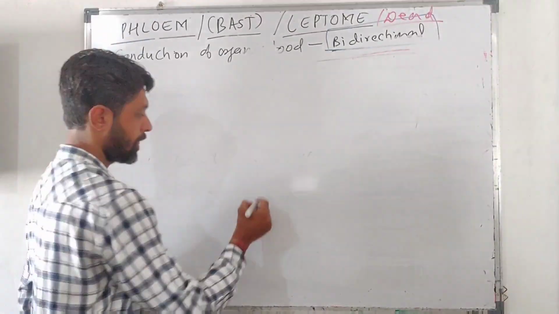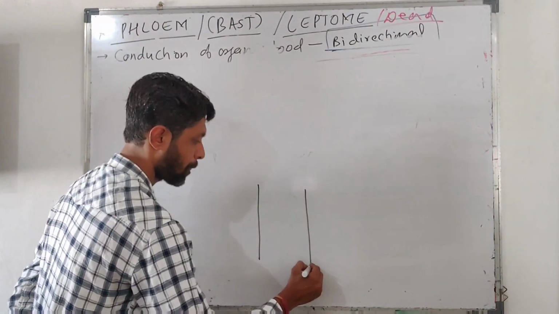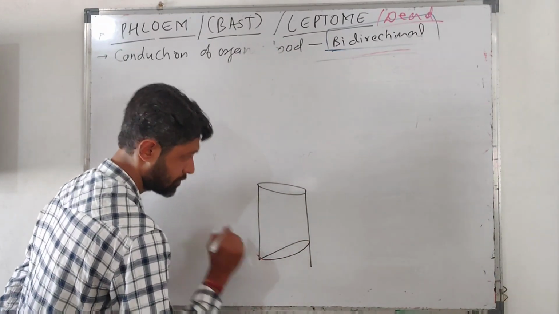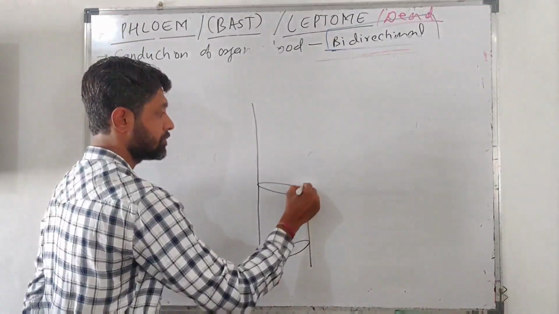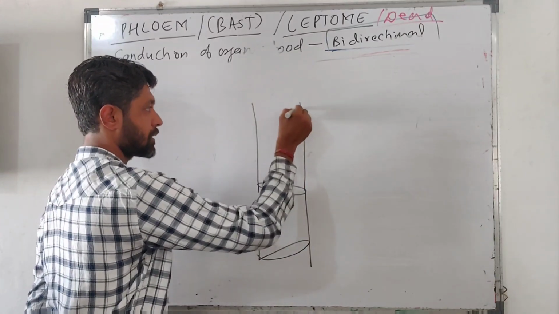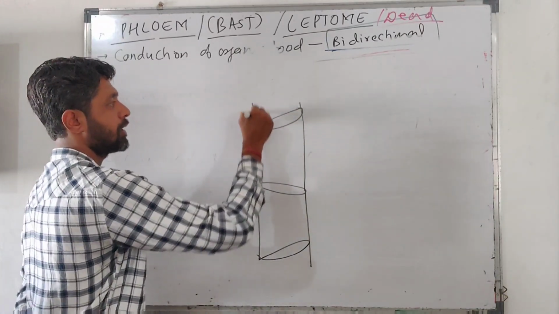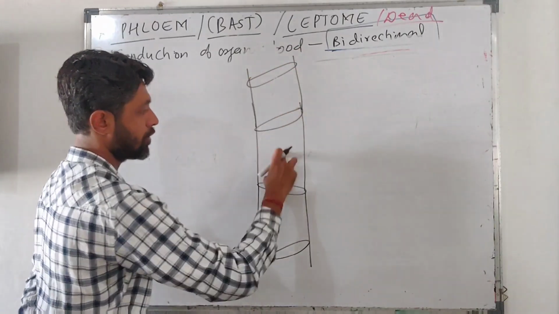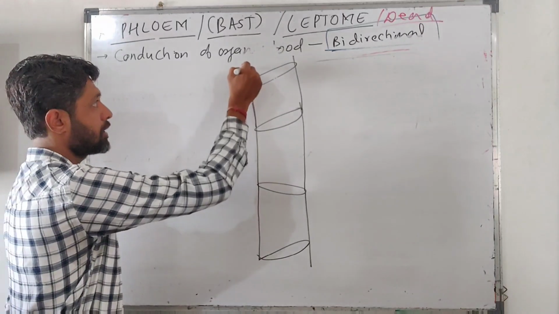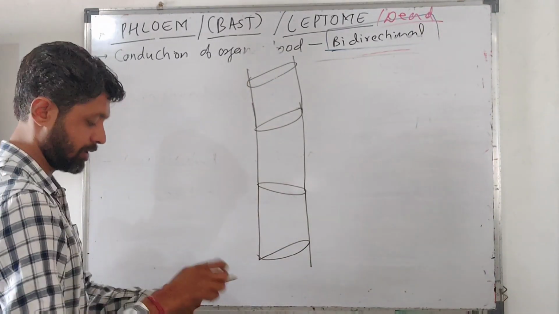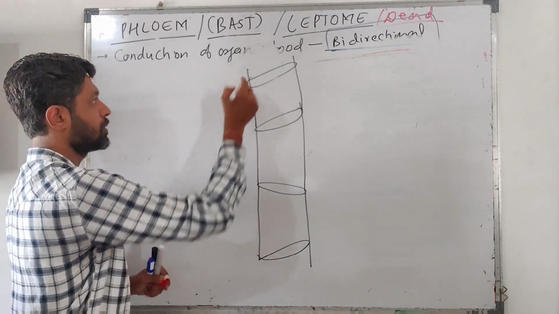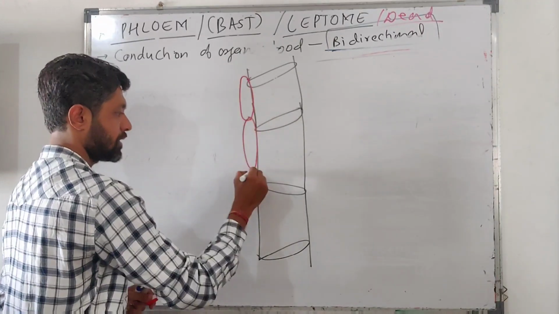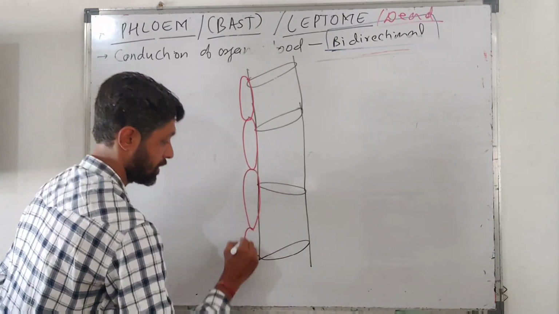So sieve tubes. Suppose this is a sieve tube, and this is your sieve plate. Likewise, this is another sieve tube, here there is a sieve plate, and here there is another sieve tube. These are long, elongated sieve tubes, and on either side, the lateral side of your sieve tube, there is a presence of companion cells.